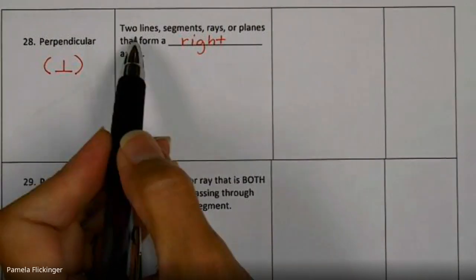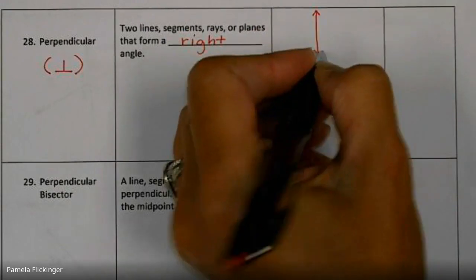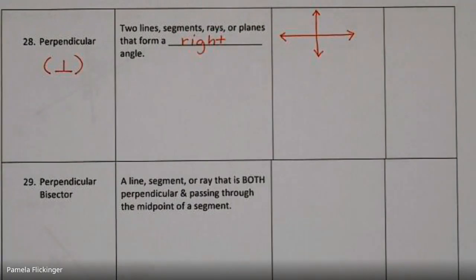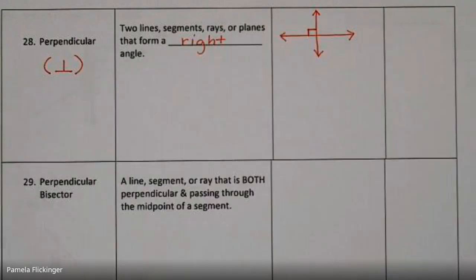If we draw two lines, the easiest ones is to draw one vertical line, one horizontal line. When a horizontal and vertical line intersect, they will be perpendicular to each other. So we'll put the box in the corner.